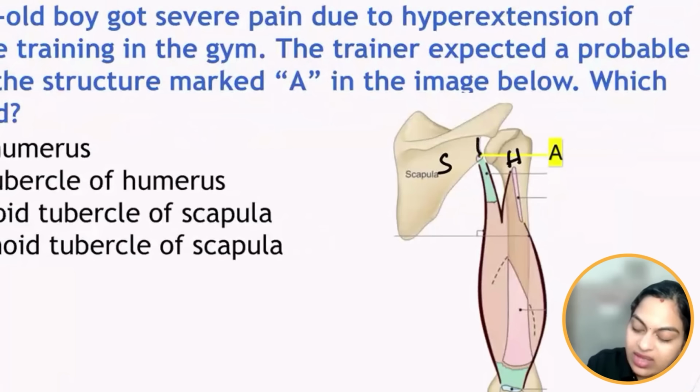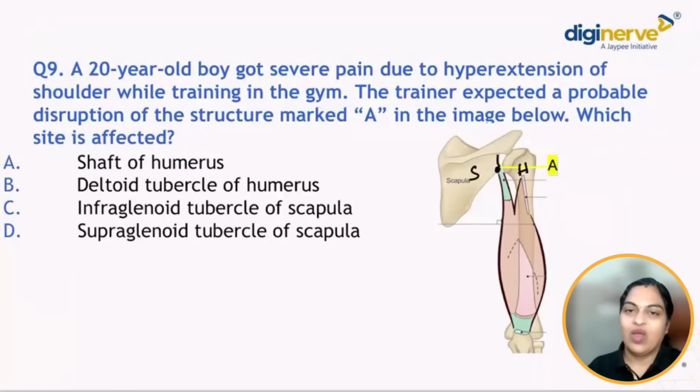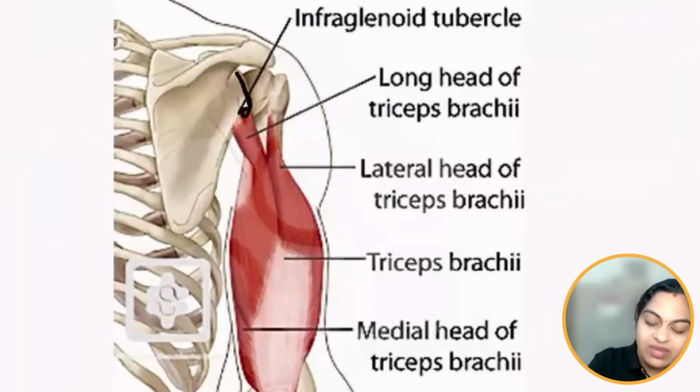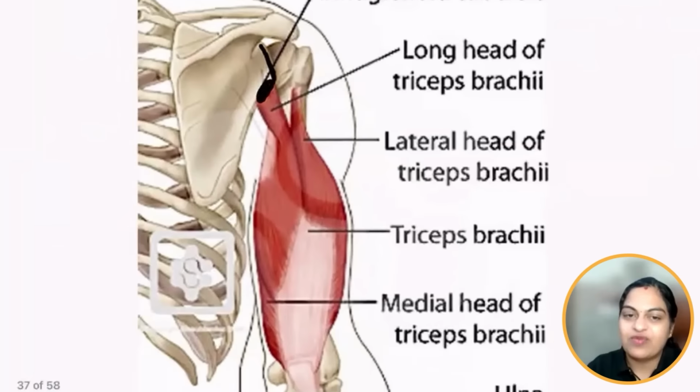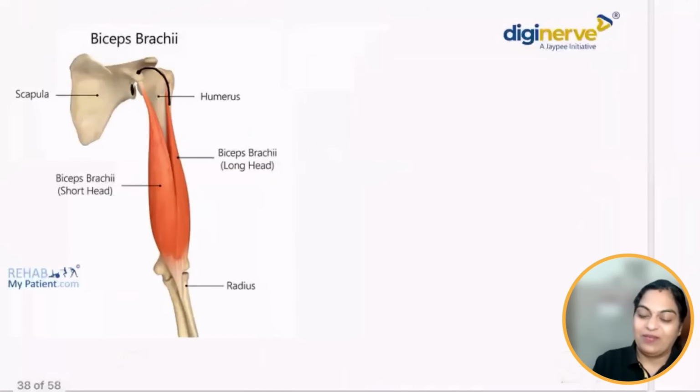The glenoid fossa. The lower part of the glenoid fossa has its origin of the long head of triceps brachii. Okay, so here you can make it out, right? This is the glenoid fossa. From the infraglenoid tubercle, we get the long head of triceps brachii. And compared to it, from the supraglenoid tubercle, we get the origin of the long head of biceps brachii.